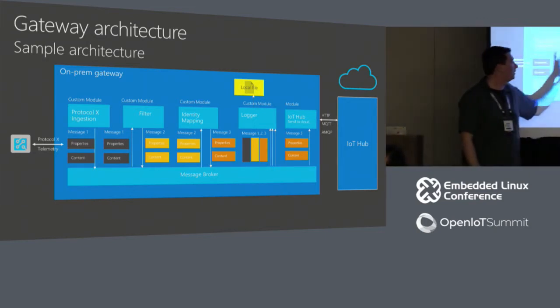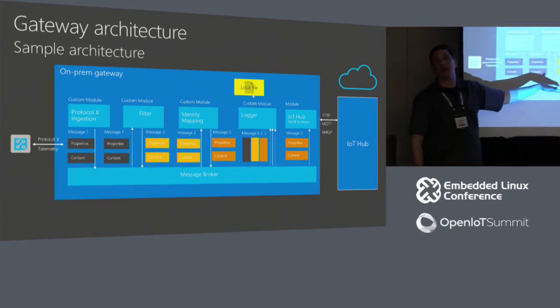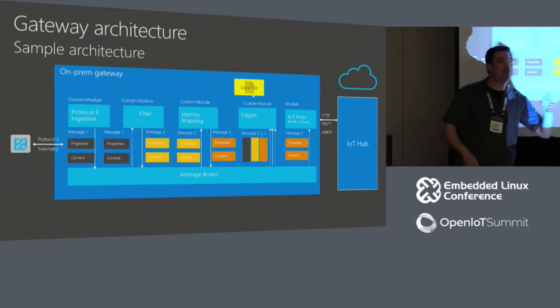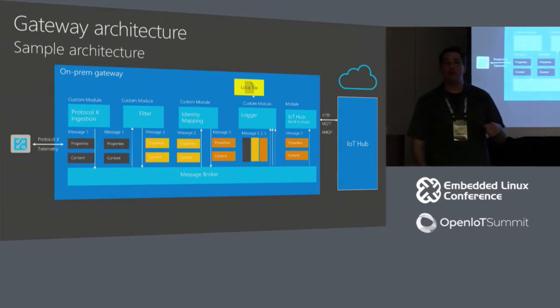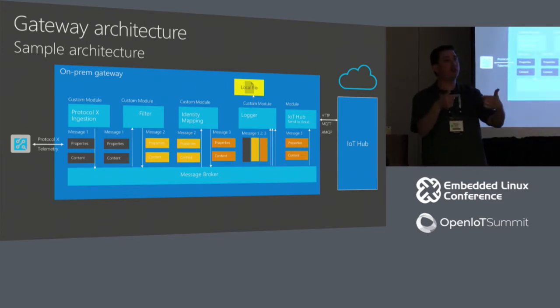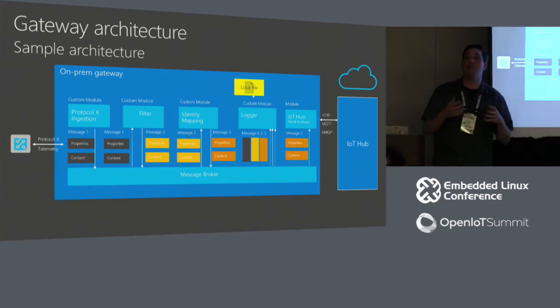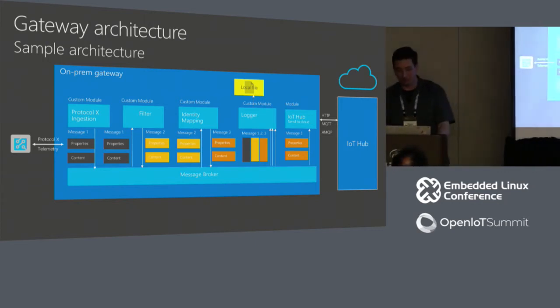And again, at each one of these steps, you'll notice we've got properties for our messages as well as the content. So you've got the ability to listen to a message stream, pipe and plug modules together, and then you have the opportunity to filter those messages within each module based on metadata about that message.